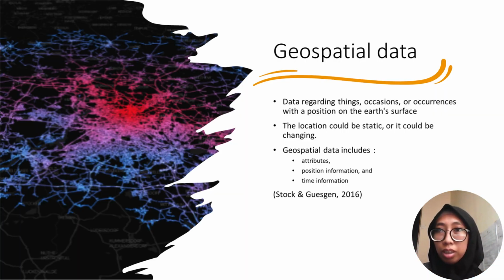Data regarding things, occasions, or occurrences with a position on the Earth's surface is referred to as geospatial data. In the near term, the location could be static and also could be changing. Geospatial data includes attributes, position information, and frequently time information.